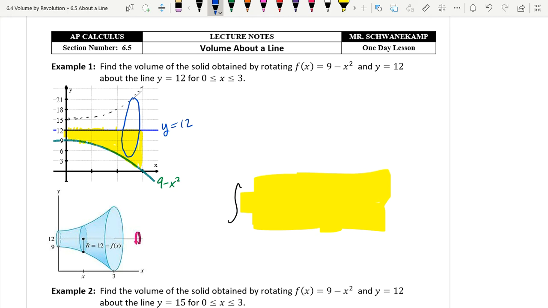Is this a dx or a dy problem? Dx. And one of the biggest things that students screw up with this is, oh, it says y equals 12. That's the line I'm rotating around, but it's dx, because y equals 12 is the same orientation as the x-axis. Okay, so this is a dx problem.